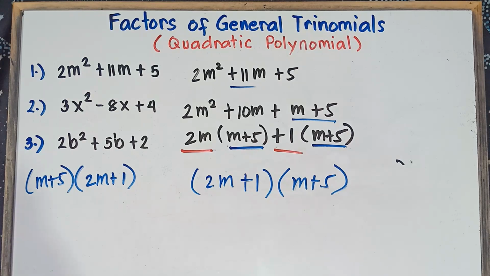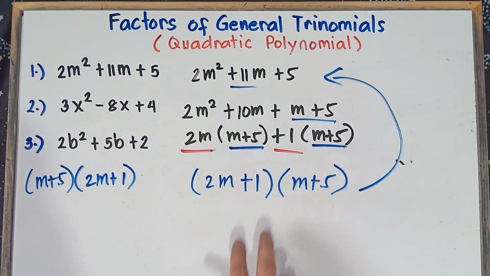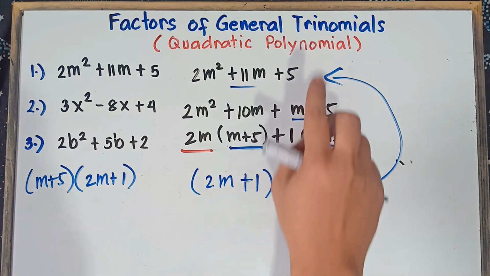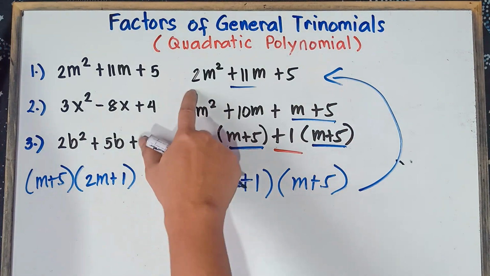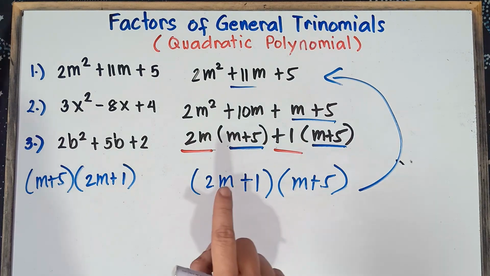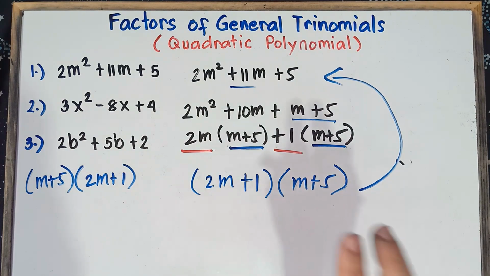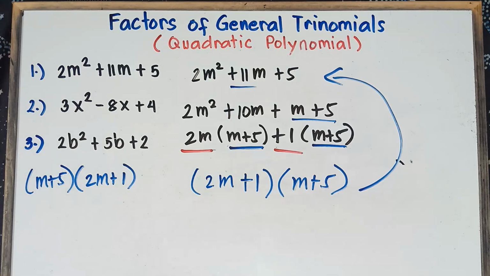All set, class, with regards to example number 1. Even if you apply, class, the FOIL method, I'm sure you will have this answer. Even if you multiply this one using FOIL method, you will have this answer. So therefore, the factors of this given expression, that would be 2m plus 1. The other one, that would be m plus 5. All set with regards to example number 1.